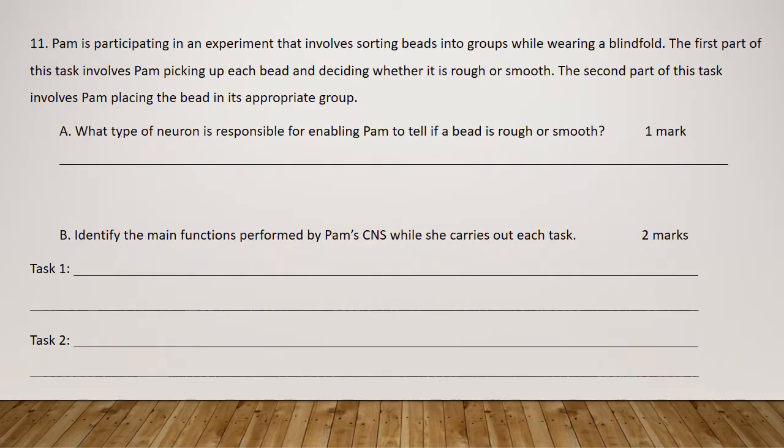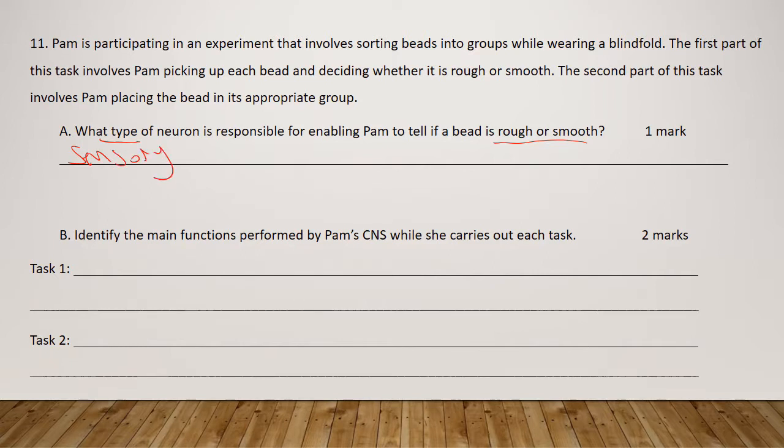Okay, let's have a go at this question. So Pam is participating in an experiment that involves sorting beads into groups while wearing a blindfold. The first part of this task involves Pam picking up each bead and deciding whether it is rough or smooth. The second part of this task involves Pam placing the bead in the appropriate group. What type of neuron is responsible for enabling Pam to tell if the bead is rough or smooth? Okay, so remember, we know that the sensory neuron allows us to do that, okay?